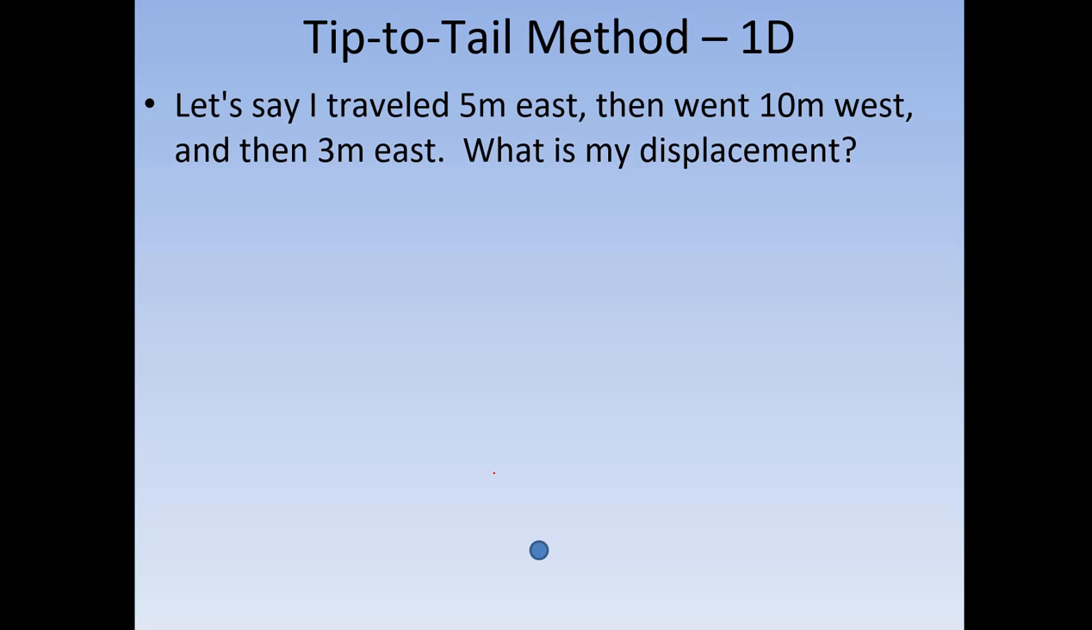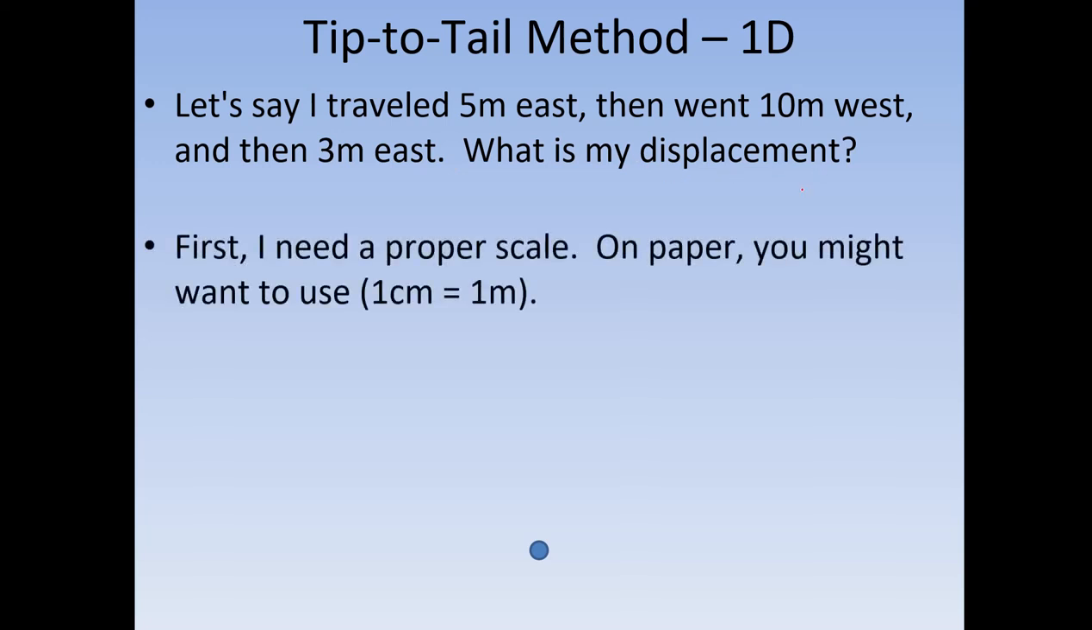So here, let's say we're doing the scenario where I travel 5 meters east, 10 meters west, and then 3 meters east. And I want to know, what is my final displacement? Essentially, I have 3 displacement vectors, 5 meters east, 10 meters west, and 3 meters east, and I'm looking for my resultant displacement.